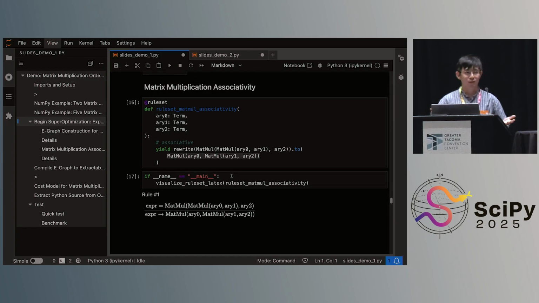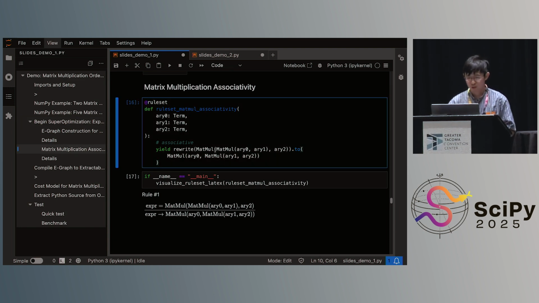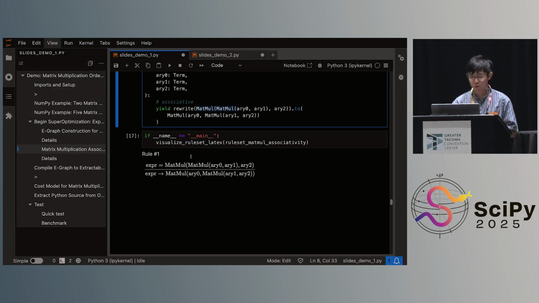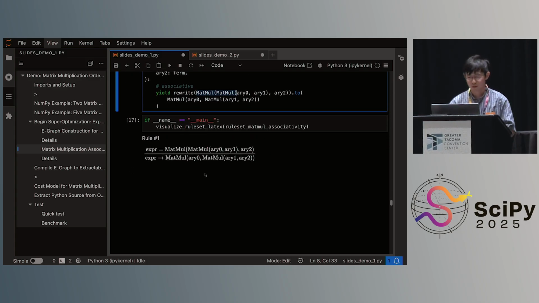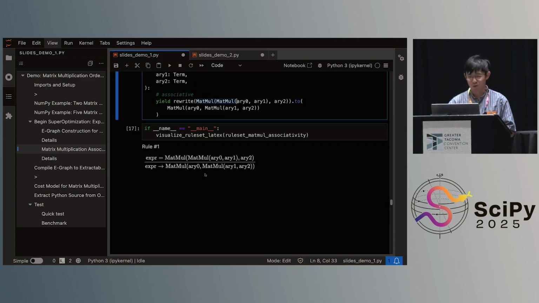So how do we make the compiler understand the associativity rule? There's a package called egglog that does equality saturation and has a Python binding. And in it, all we need to say is that the associativity rule is this one statement: if you see a matmul in left associative form, rewrite it to the right associative form. And you can visualize it as formal logic. They actually look very close in how the API looks and how mathematical formal logic looks.